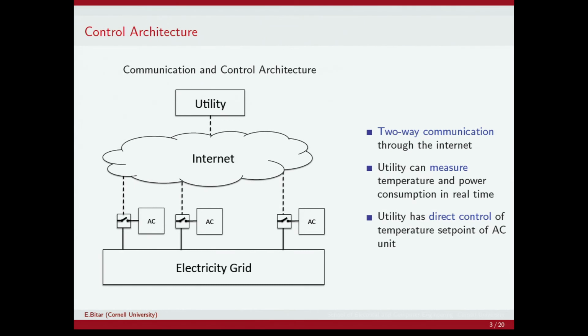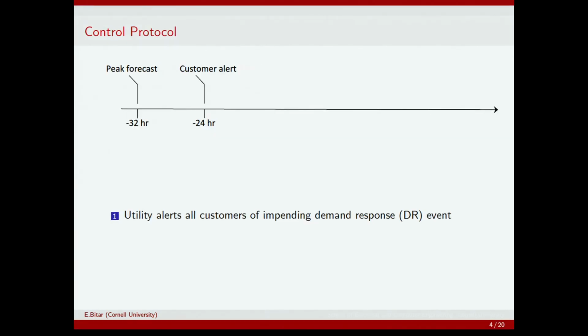So the basic control architecture is that the utility has direct control of the AC units. So essentially switches that can turn these things on and off, and that control is done through the internet. And so by being able to control the switching of an AC unit, you can essentially affect its duty cycle, thereby changing the temperature set point at which it operates. So you can actually do temperature control with simple switches.